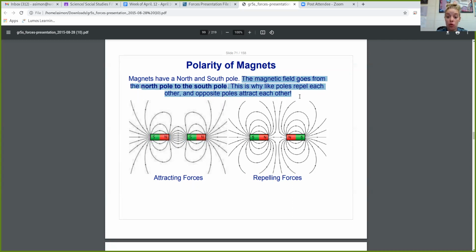But if the poles are alike, they're going to repel, which means they're not going to stick together. They're going to go away from each other. In this example, we see repelling forces, the north and the north. We see these magnetic field lines, they're not connecting, they're pushing away. So like poles repel and push away from each other, unlike poles attract each other and connect to one another. A north is going to go with a south, but a north will never go with a north, and a south will never go with a south.